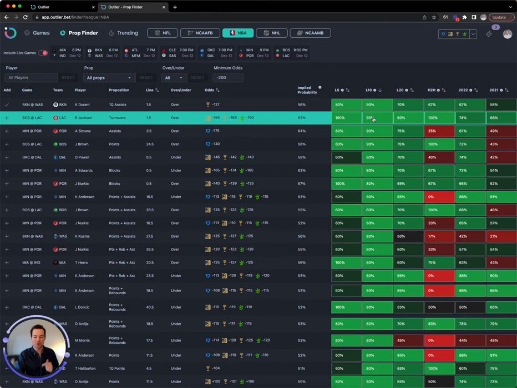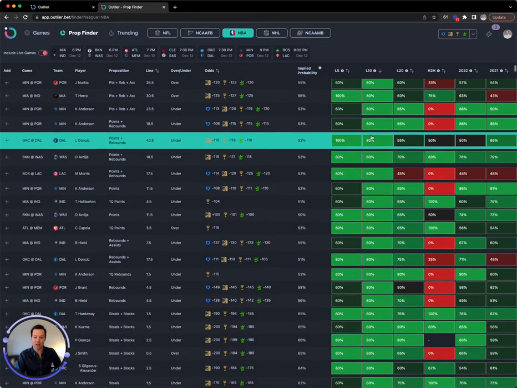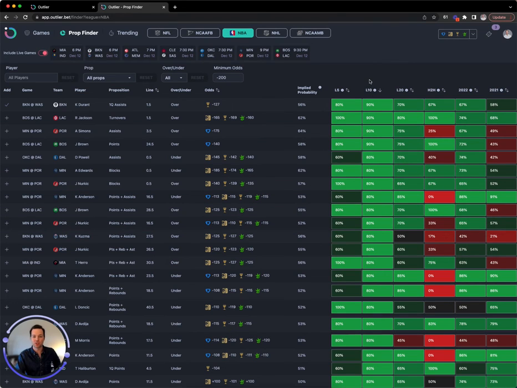That one's really, really green. As I go further down, I see lower and lower hit rates, and maybe I find value down here, but this is a really great way to sort the prop finder at a glance. Look for some green, do your research on that particular prop and decide whether or not you want to make it. So that's the prop finder.